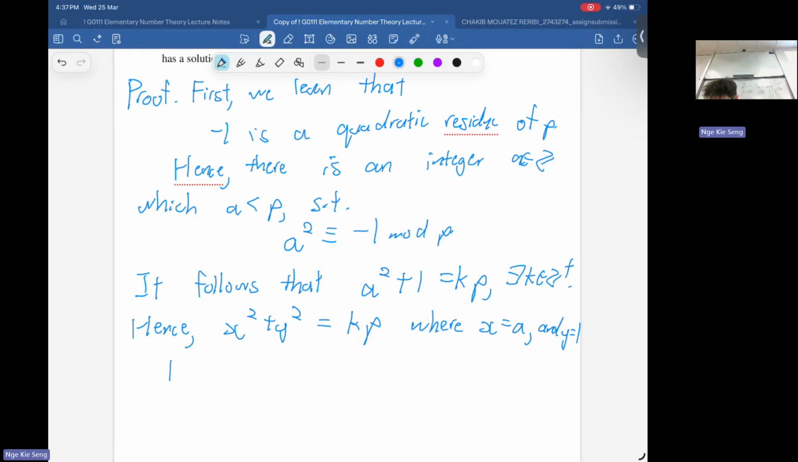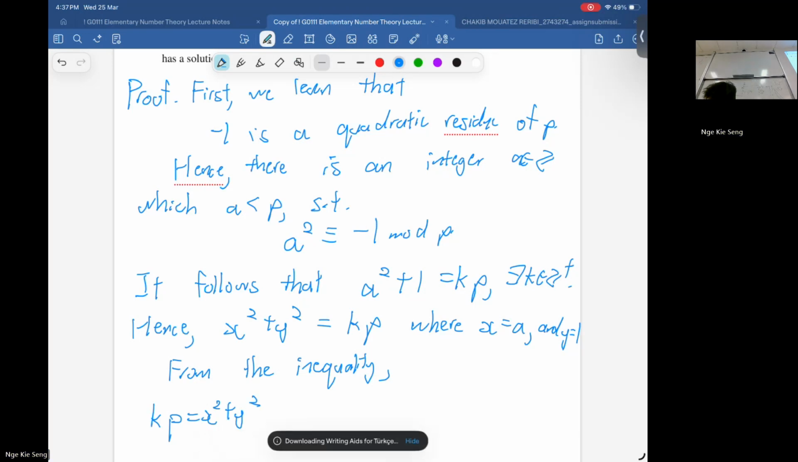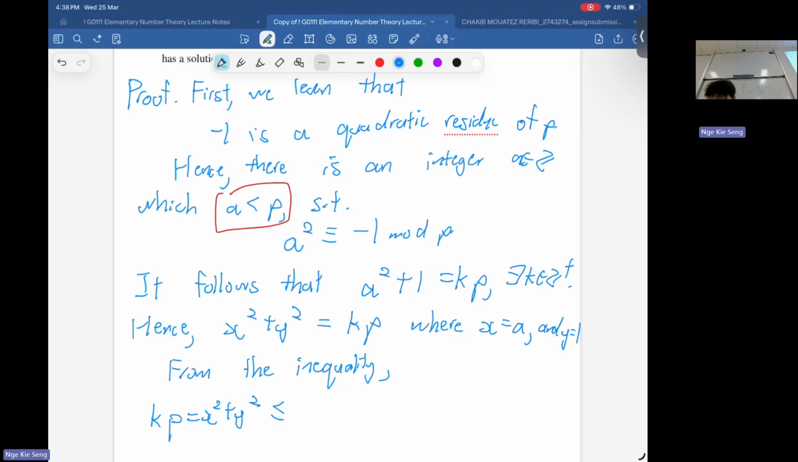We will see this from the following inequality. We know that kp is equal to x squared plus y squared. At the same time, we know x, this a here, satisfies this condition. So we're going to apply this condition. This condition says that a is less than or equal to p minus 1 squared. But y, we already know what it is, right? y is 1, so 1 squared is just 1.